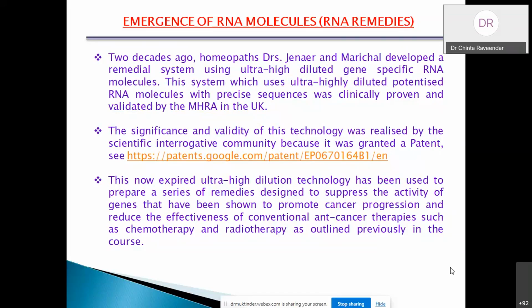So this now expired ultra dilution technology has been used to prepare a series of remedies designed to suppress the activity of the genes that have been shown to promote cancer progression and reduce the effectiveness of conventional anti-cancer therapies such as chemotherapy and radiation therapy, as outlined previously in the course.